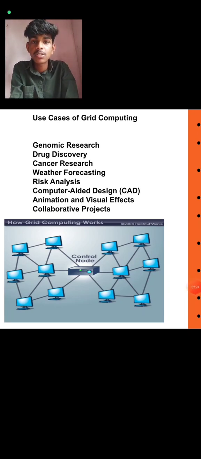The use cases or the application of grid computing: drug discovery, cancer research, weather forecasting, risk analysis, computer aided design, animation and visual effects, collaborative projects. Here is the basic structure or representation of grid computing. There is a control node, the user, and the provider.